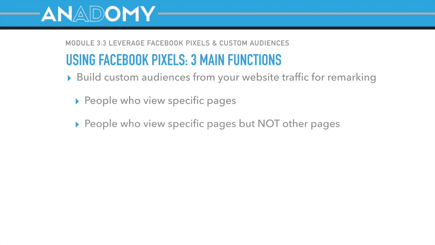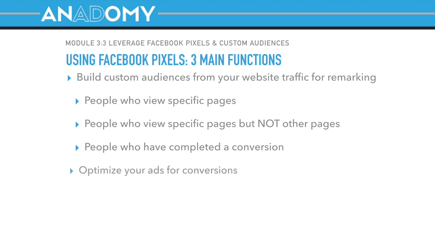The second thing you could do is build an audience of people who have viewed specific pages but not other pages. We talked about this a little bit earlier in a pure lead gen campaign. Somebody who gets to the opt-in page but doesn't get to the thank you page, we can remarket to those people. And finally, people who have completed a conversion. We can set aside a custom audience of people who have taken whatever our conversion objective is, whether it's purchasing something or opting in for our lead magnet.